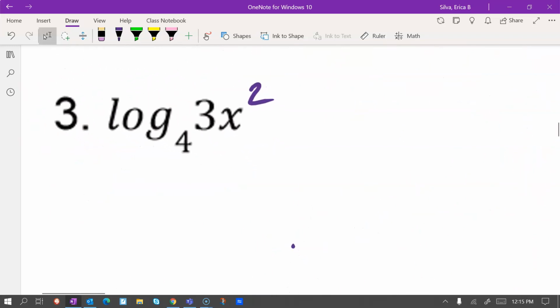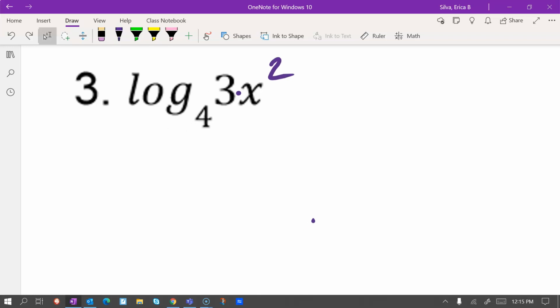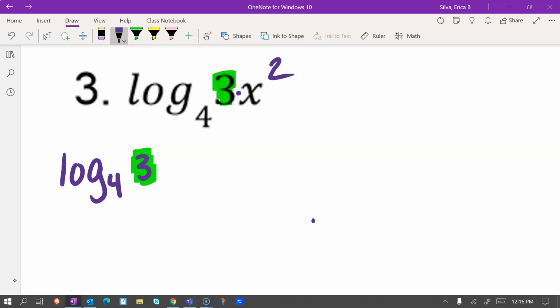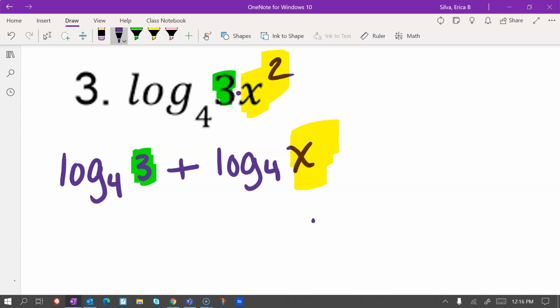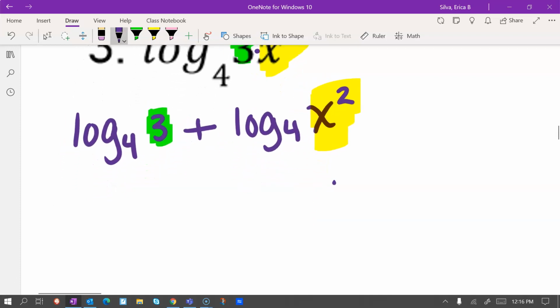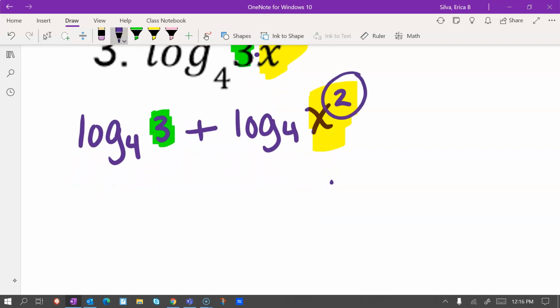Okay, let's go ahead and look at this one. Notice how this one has 2 steps. We have an exponent and we have multiplication. So again, we're going to separate them first. So first we've got log base 4 of the first number plus, because we're multiplying, log base 4 of the second number. And right now that second number is x squared. It's not fully expanded because of this exponent.